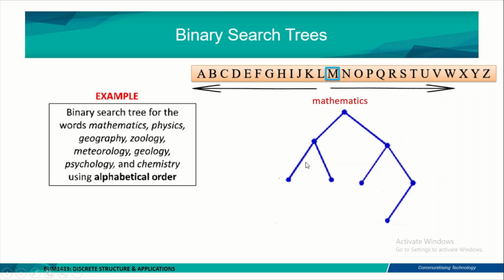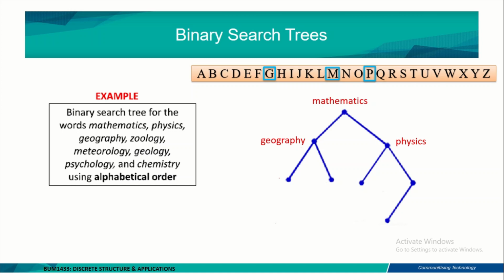For the second word, we have physics. Physics starts with P. P is after the alphabet M, so it is put on the right side of the tree. And the third word is geography. Geography starts with G. G here is before the alphabet M, so it is put on the left side of the tree.